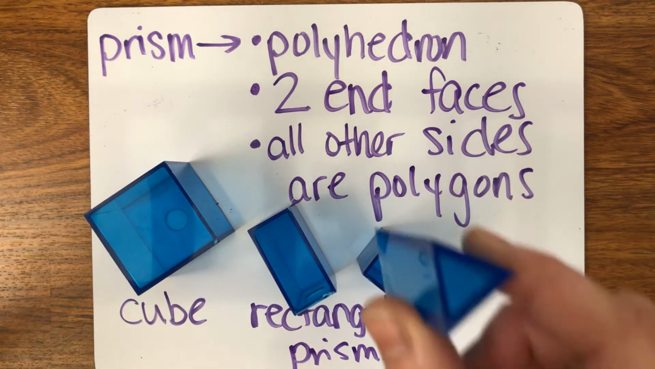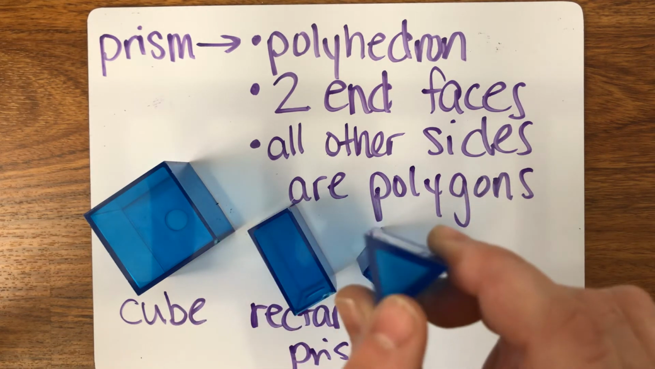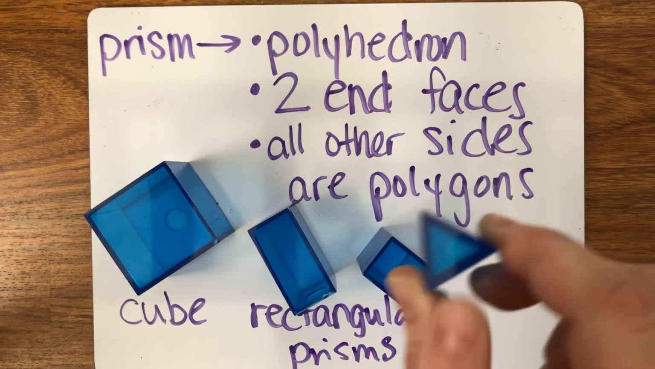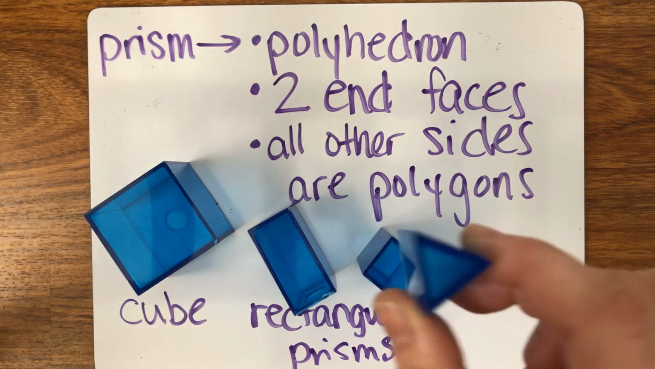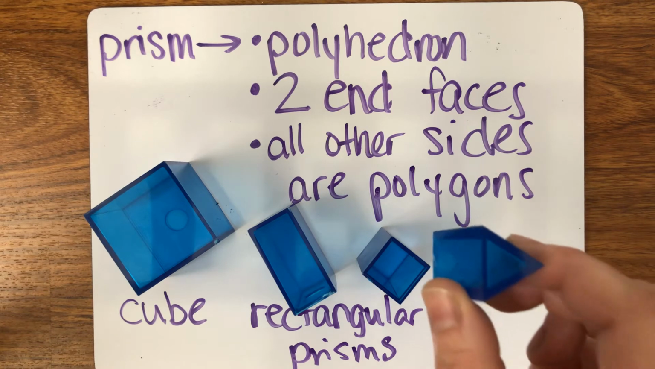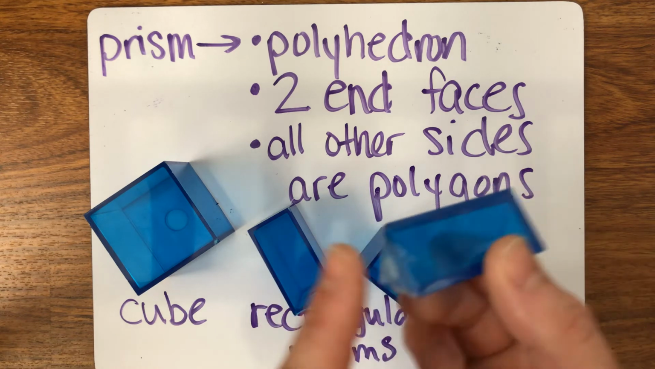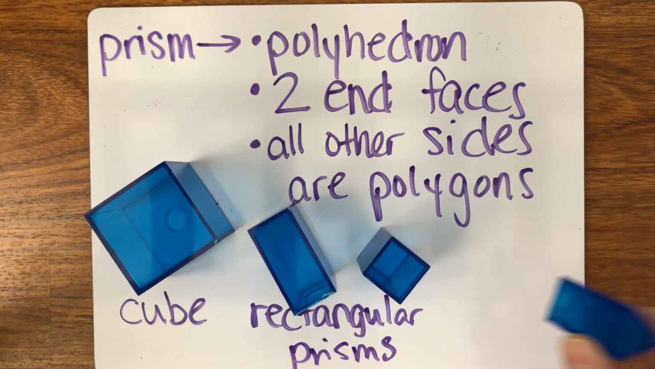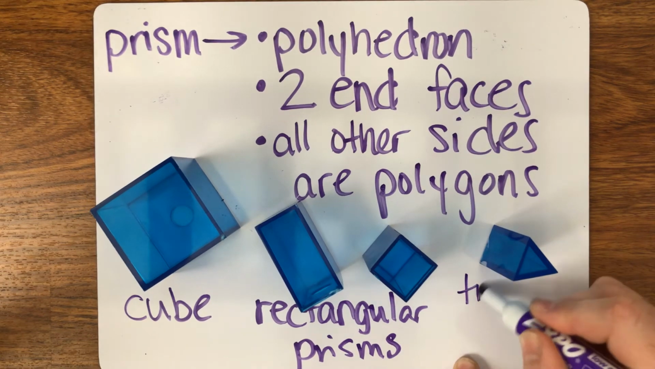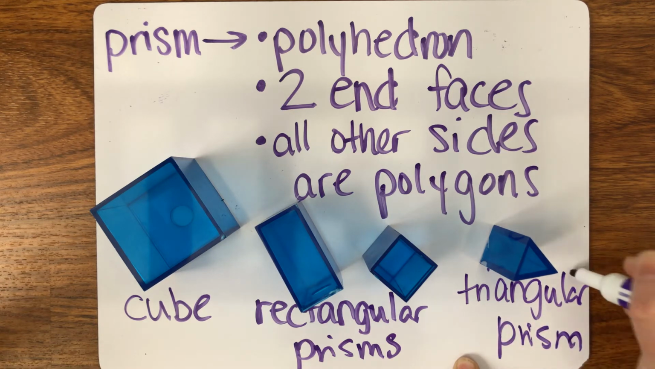But this is not made out of two rectangular end faces. What kind of shape is this end face? Well, it's a triangle. So this is not a rectangular prism. This is a triangular prism. Basically, a triangular prism is just when the two end faces aren't rectangles, they are triangles. So this right here is a triangular prism.